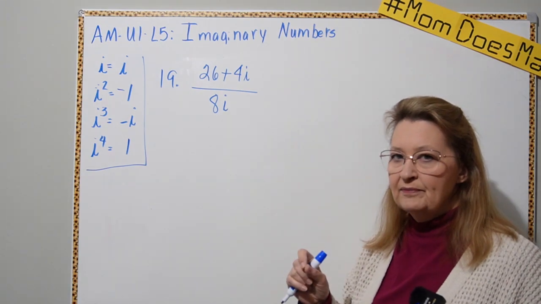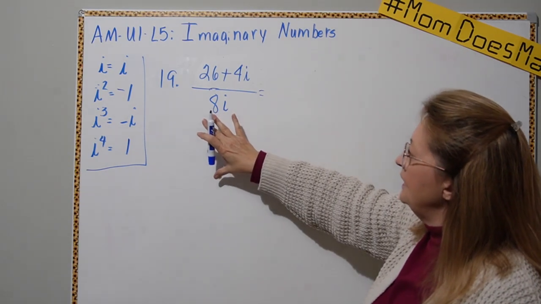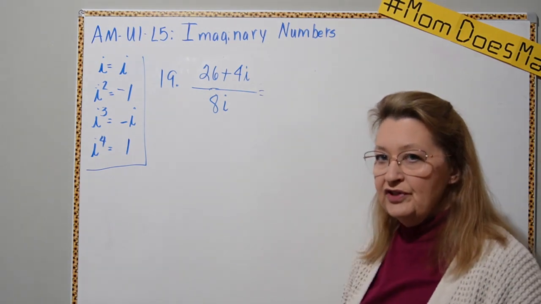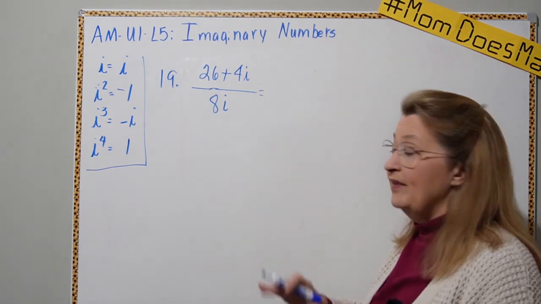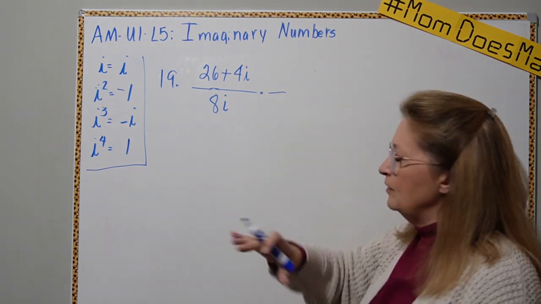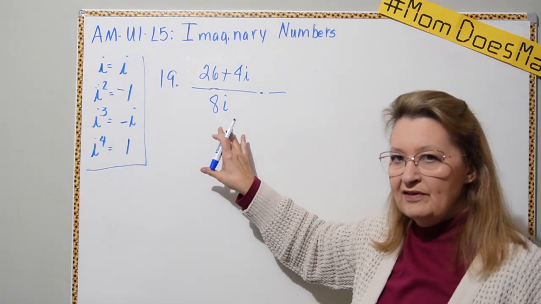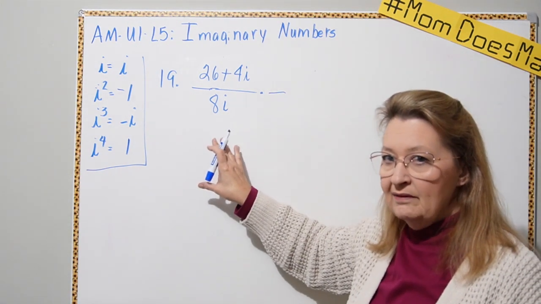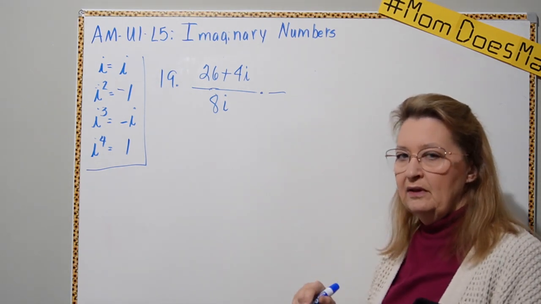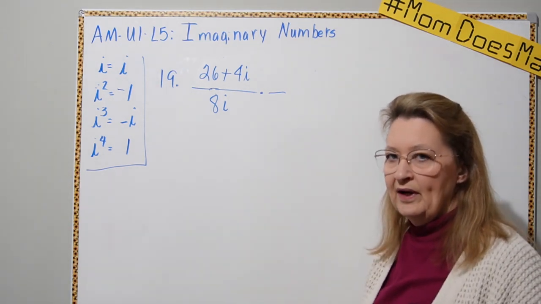You can hit pause. So now let's look at number 19. We see in this problem we have an i in the denominator, and like we just talked about in the last problem, that is a problem. So I want you to give this one a shot. You're going to rationalize that denominator with the i. So you go ahead and give this one a shot, pause your video, and then you can hit play again and see if you got the right answer.